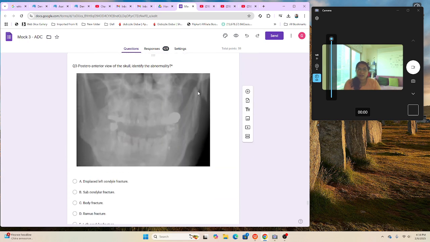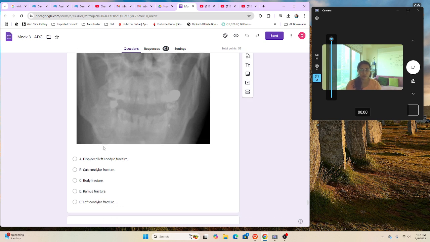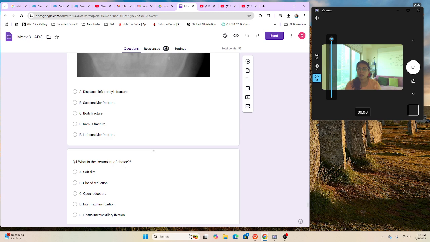So definitely this is a left subcondylar fracture, a displaced one, yes, but it's not a condylar fracture. So listen to the keywords mentioned here. Displaced left condylar, subcondylar, body fracture, Amos fracture, left condylar fracture. It is not condylar, it is subcondylar. So the answer is B, not A or E. Understood?